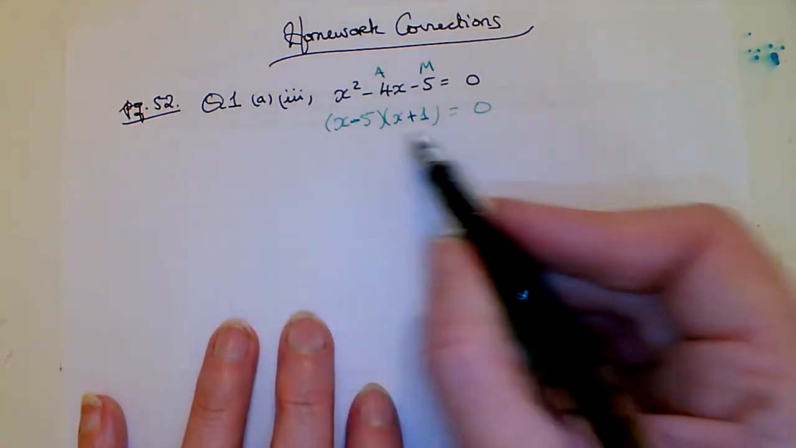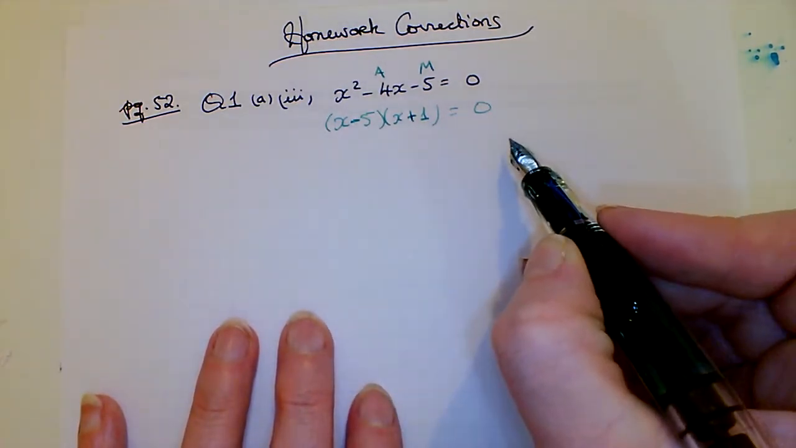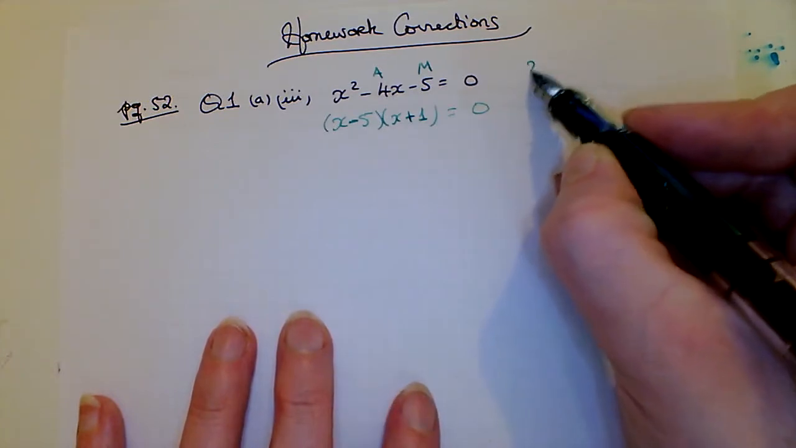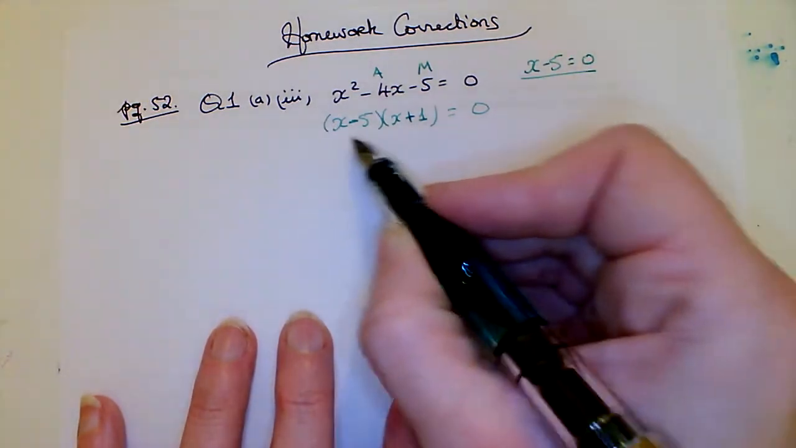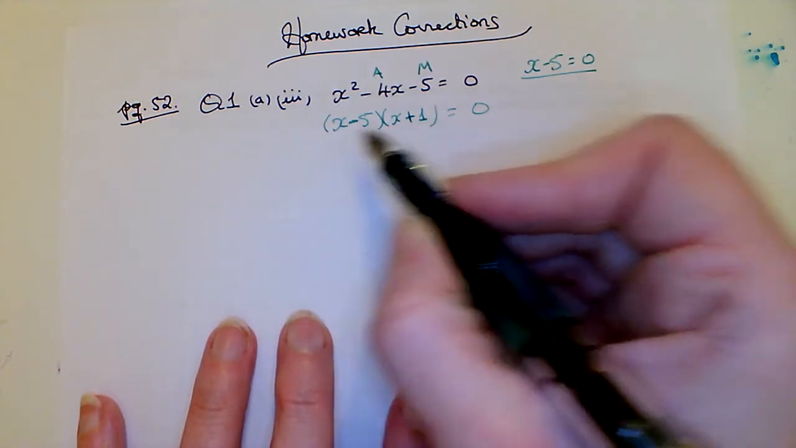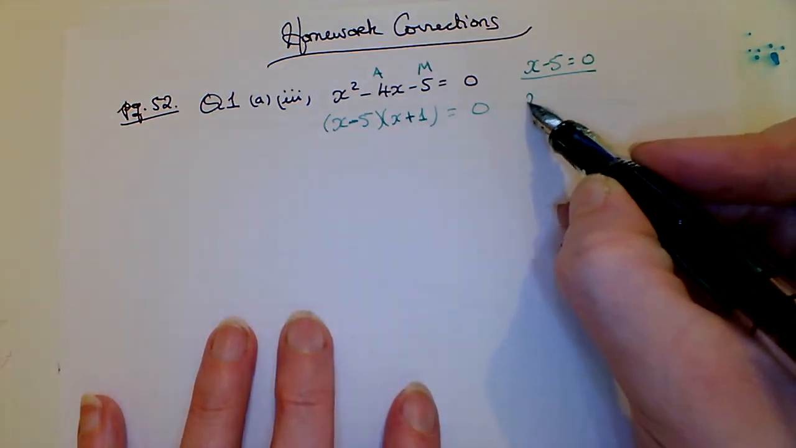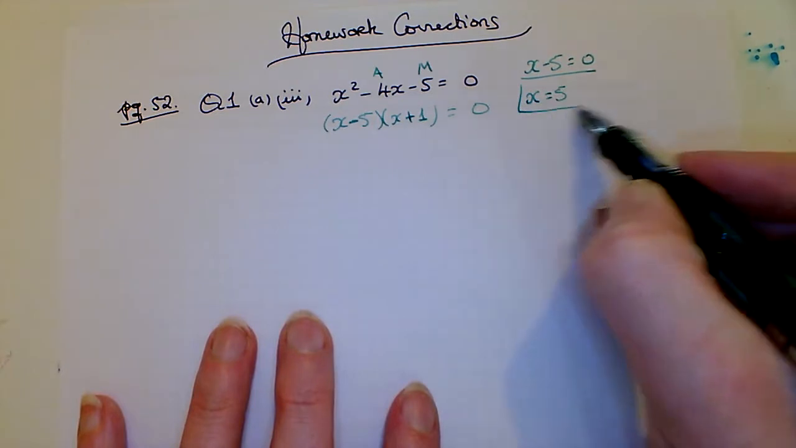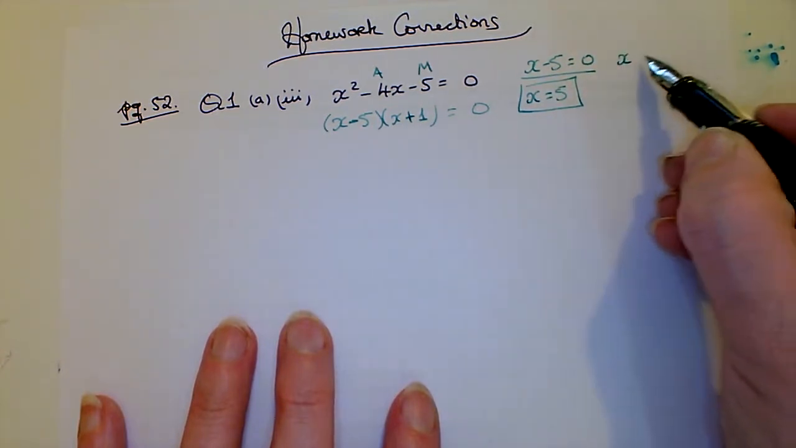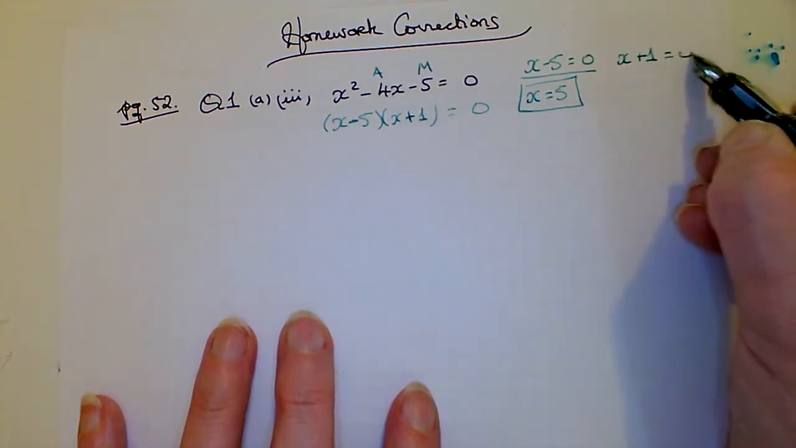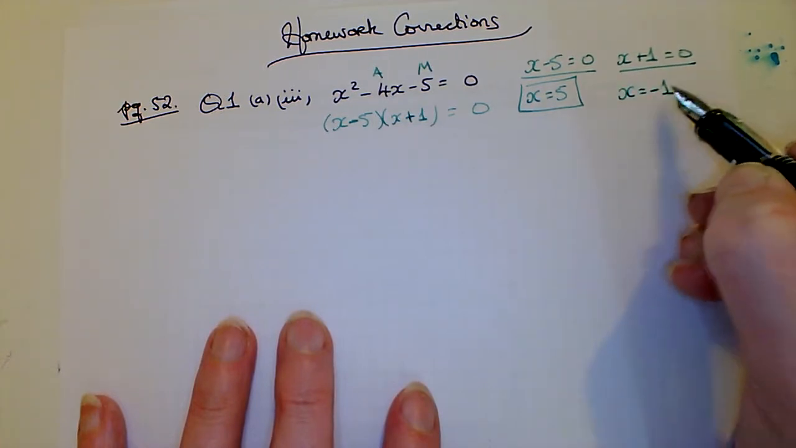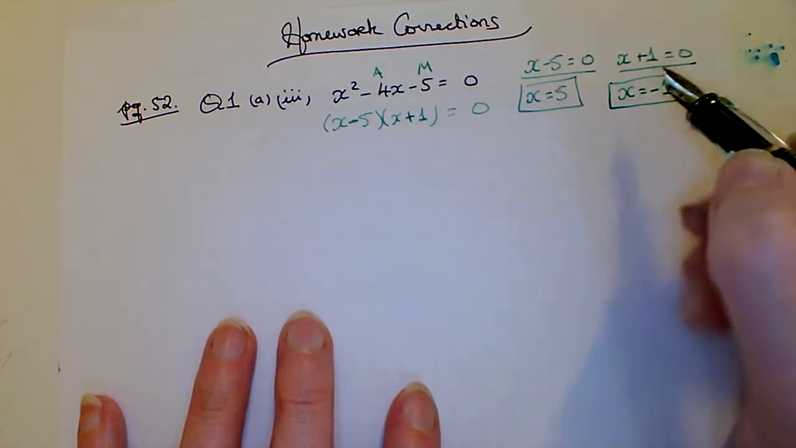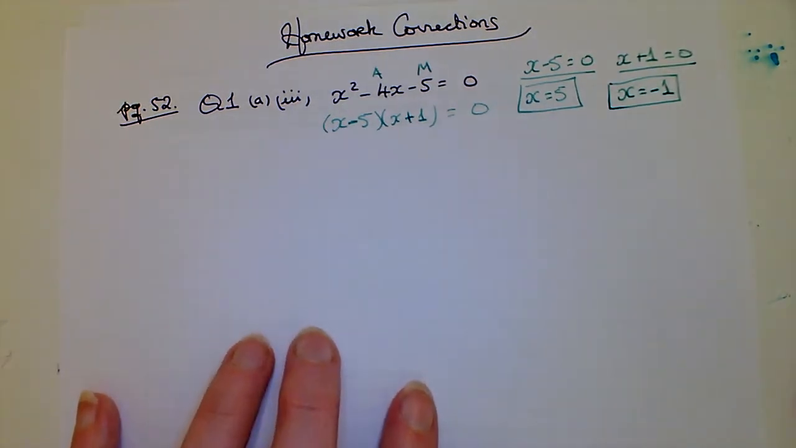Then those are my factors, and using them to solve, I can say that either x minus 5 is equal to 0, because when two things multiply to give you 0, one of them must be 0. So then x is equal to 5. Or x plus 1 is equal to 0, in which case x is equal to minus 1. Bringing those numbers over to the other side.